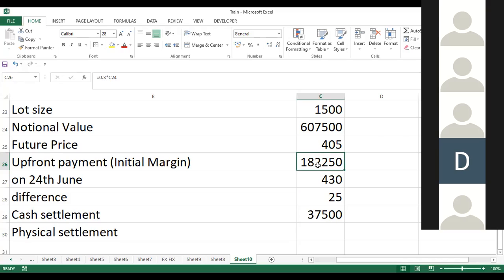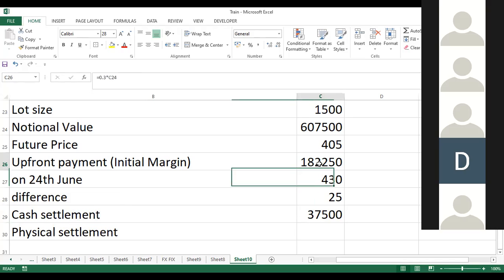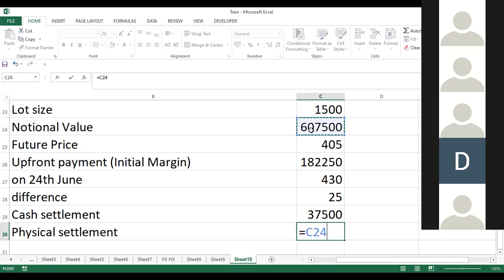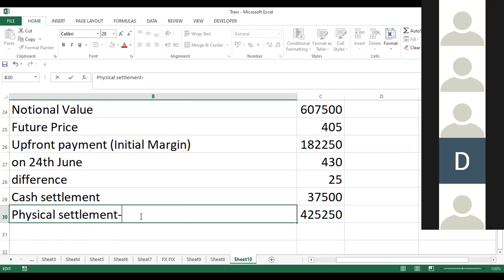So you only put 1,82,000 in the beginning as the initial margin, but now on 24th June, if you want to do a physical settlement, you would have to pay the remaining amount. So you add this minus this in your account, as in you add this much money in your trading account, and you would be able to take a physical settlement. That means you would be able to take 1,500 shares of SBI.